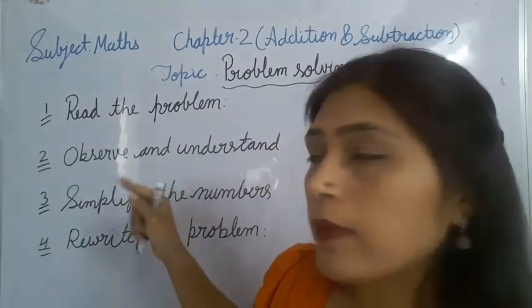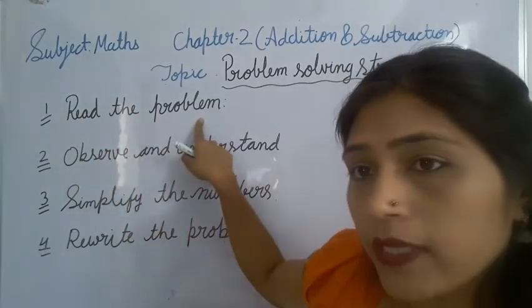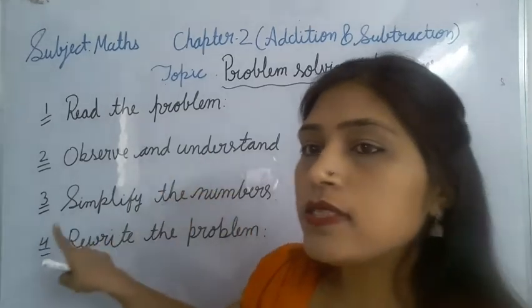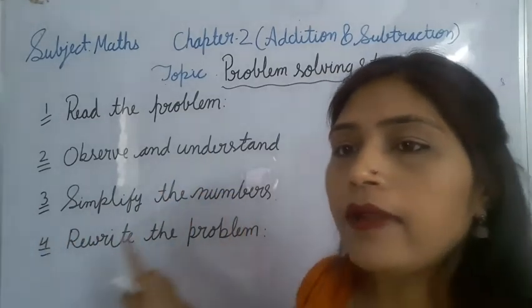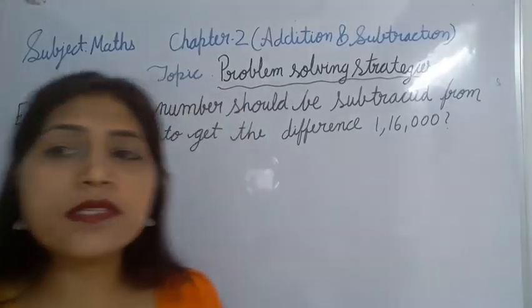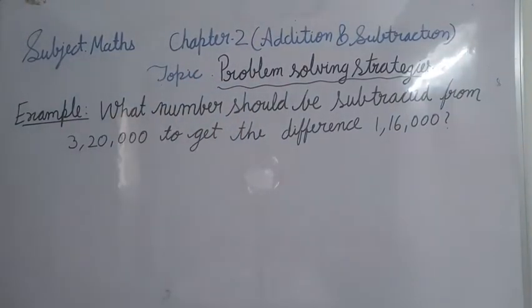Yes, so these four steps we will use to solve the word problem. Which steps? Again I am repeating. Read the problem carefully, observe and understand the problem, simplify the problem, and rewrite the problem. Solve this word problem. So what was our first step? Read the problem carefully. So let's read the problem.